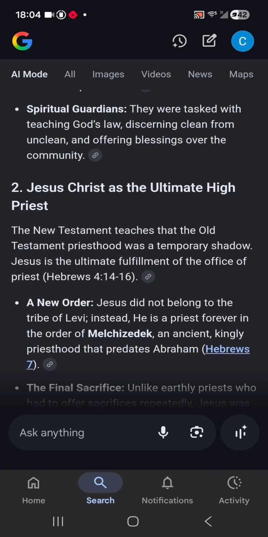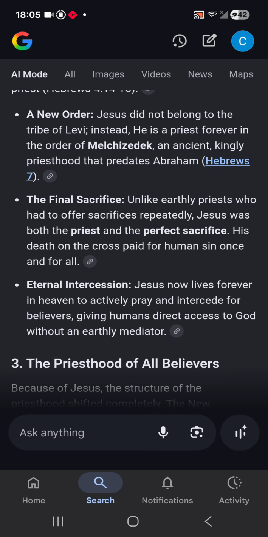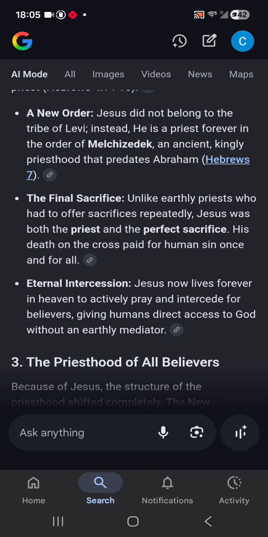Jesus Christ as the ultimate high priest. The New Testament teaches that the Old Testament priesthood was a temporary shadow. Jesus is the ultimate fulfillment of the office of priest, Hebrews 4:14 through 16. A new order: Jesus did not belong to the tribe of Levi. Instead, he is a priest forever in the order of Melchizedek, an ancient kingly priesthood that predates Abraham.